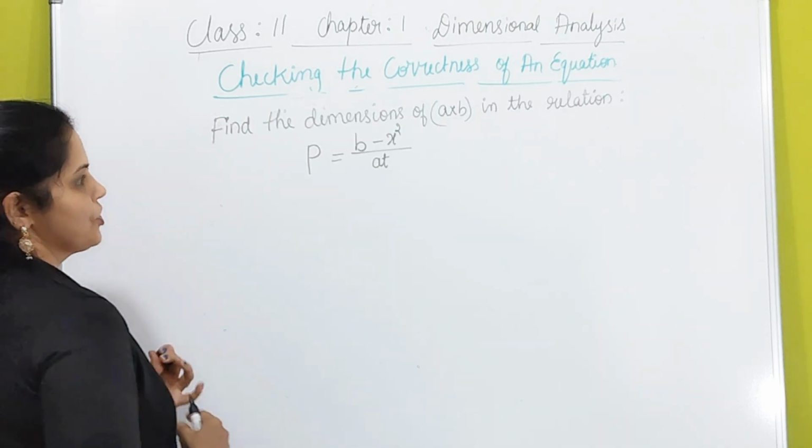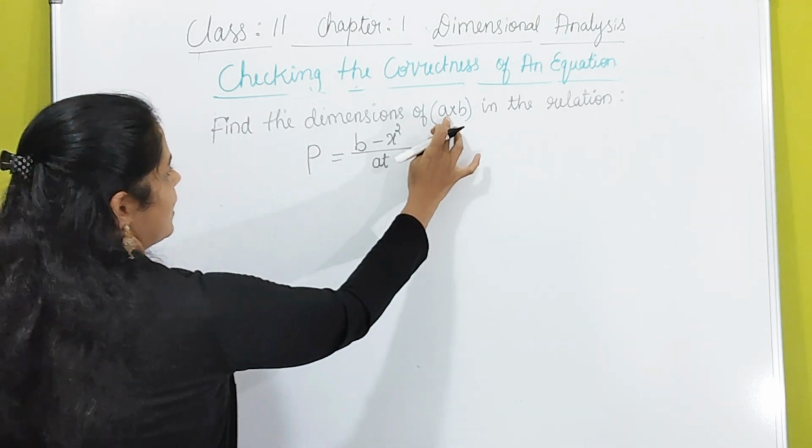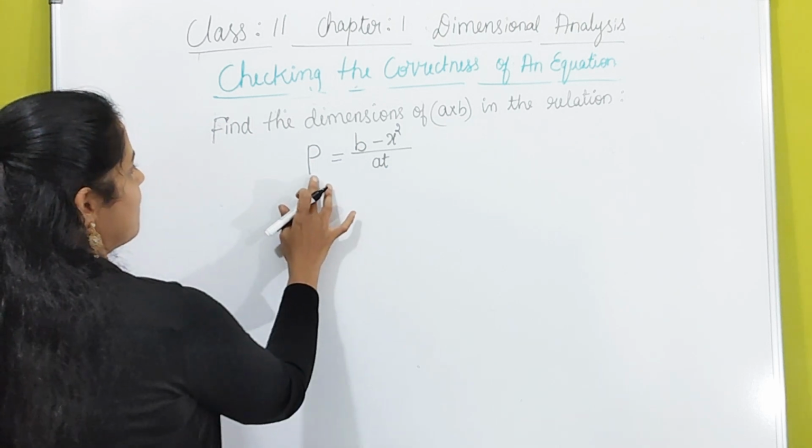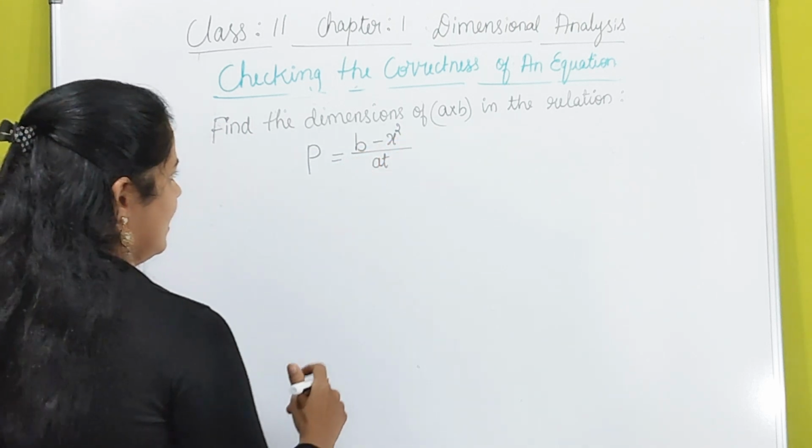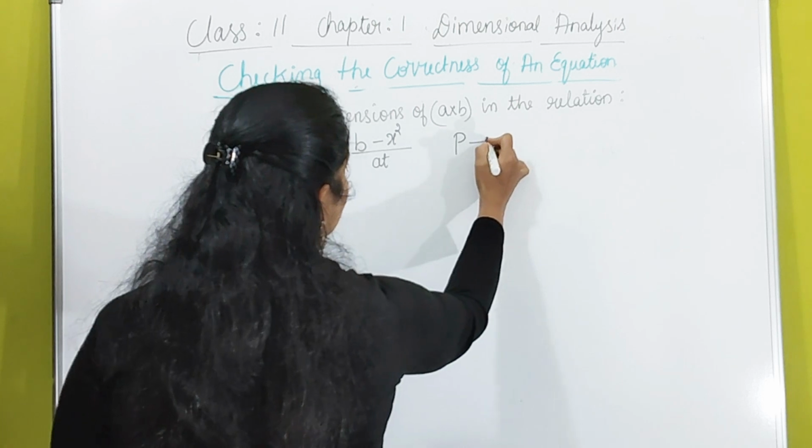Students, here there is one more question. Find the dimension of A into B in the relation P is B minus x square by A T, where P is power.